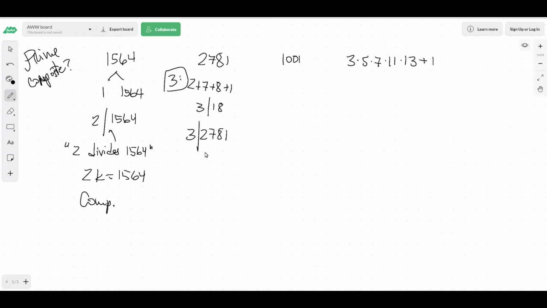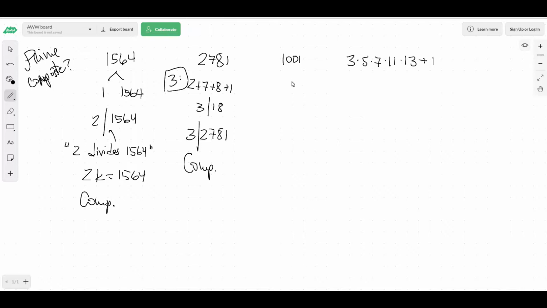For anyone who doesn't remember and hasn't looked up the rule yet, this is simply to say you take all the digits and you add them up, and if 3 can divide that sum, then 3 divides the regular number. So this is also composite.